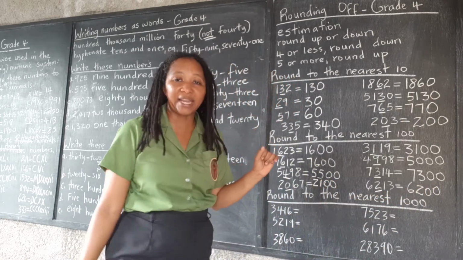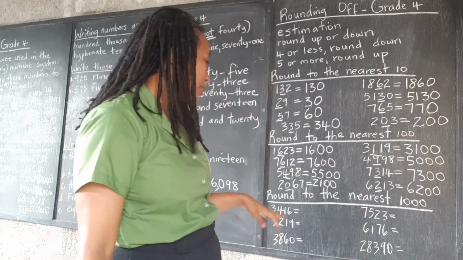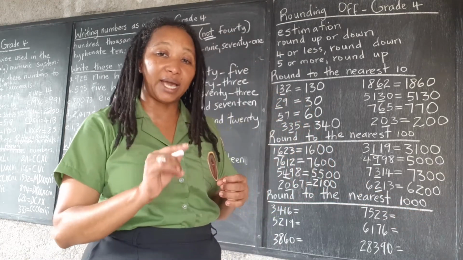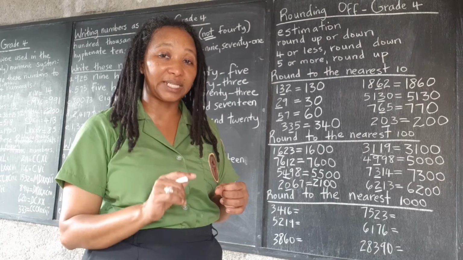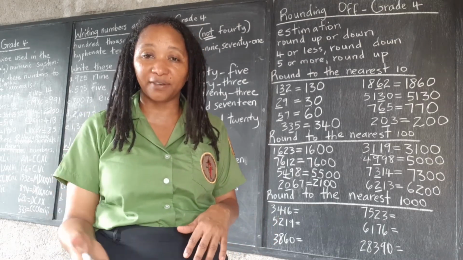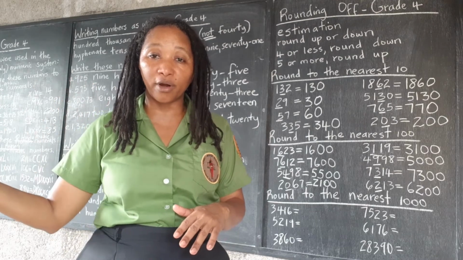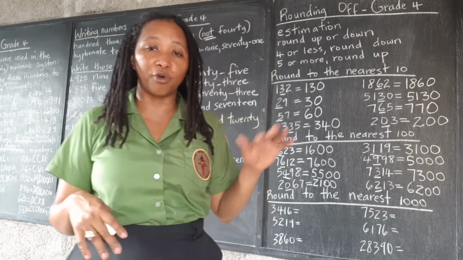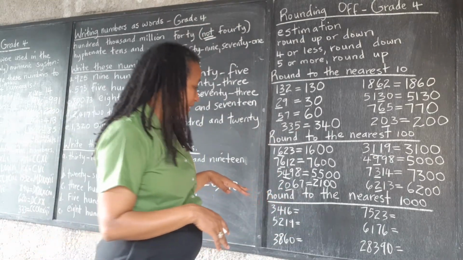Okay, and finally, we're going to round to the 1,000 place. So we're going to underline the digit that's in the 1,000 place. Check to see if the digit to the immediate right of it is 5 or more, in which case we'll round up. Or if it is less than 5, we'll round down. We're not going to add anything.